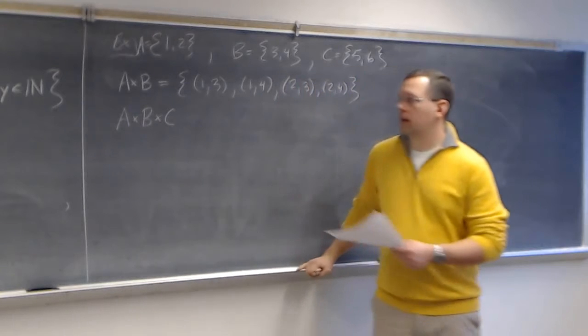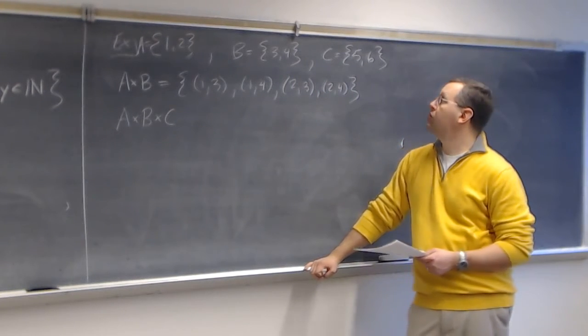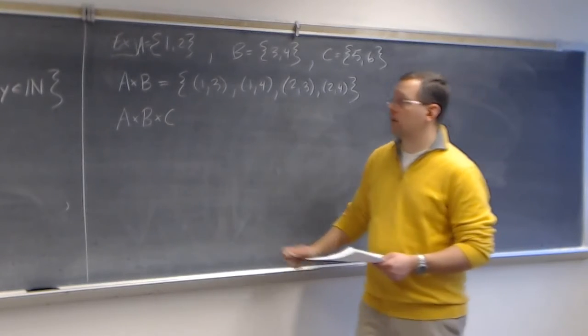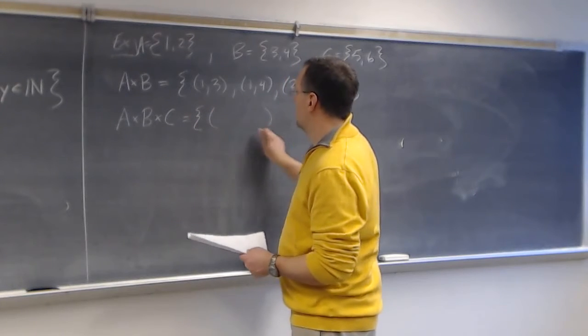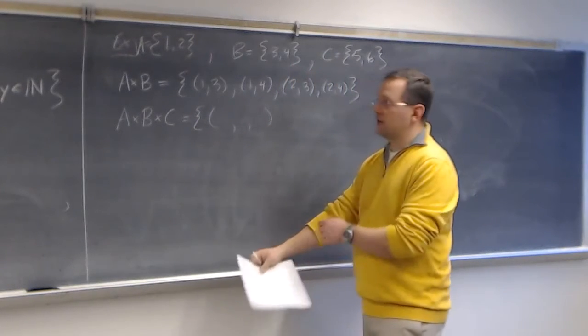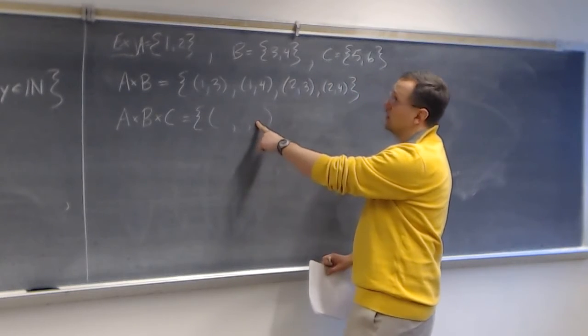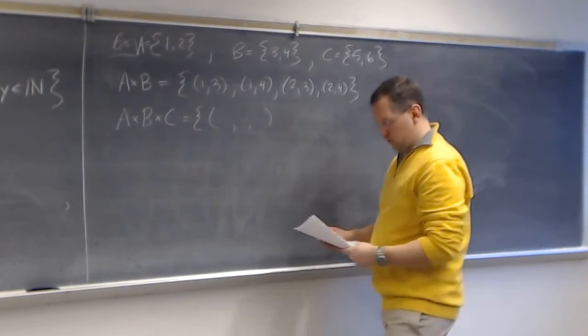All right, how about A cross B cross C? Now, how many elements are there going to be? It's going to be 8. These are ordered triples. Every point has 3 coordinates. The first one comes from A, the second one comes from B, the third one comes from C. There's 2 choices times 2 choices times 2 choices. There's going to be 8 points.